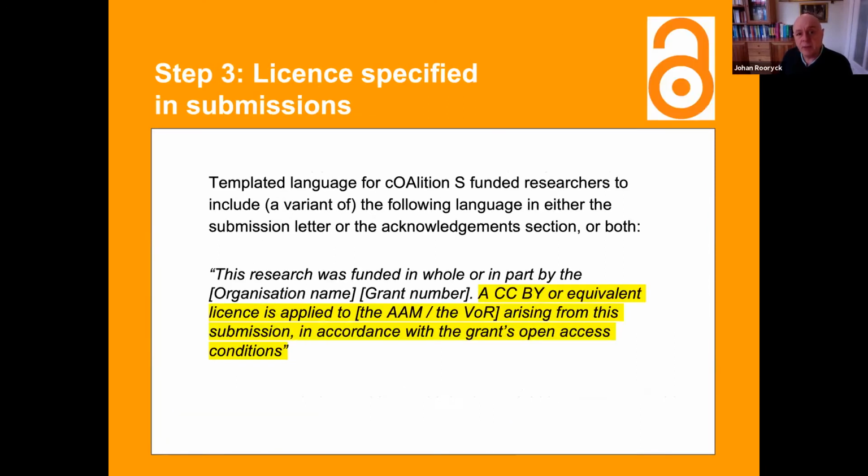And the third step is what we ask researchers to do. We ask researchers to include templated language in their submission, which is no longer just saying we are funded by funder grant so and so, but also add the language that you see in yellow there, that the CC BY license is applied to the AAM or the VOR arising from this submission in accordance with the grant's open access conditions. So that is an important one, because that again reinforces the message: publisher, you know about this, I work under these conditions. If you don't like it, tell me. You have the right, of course, to refuse my submission, but then you have to tell me now. That is the idea here.